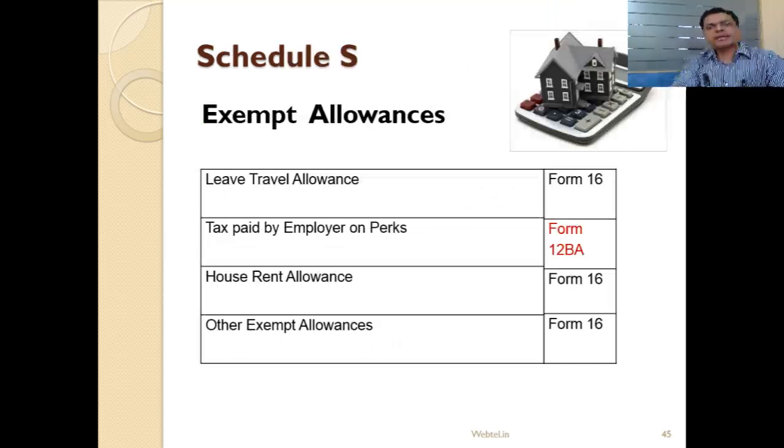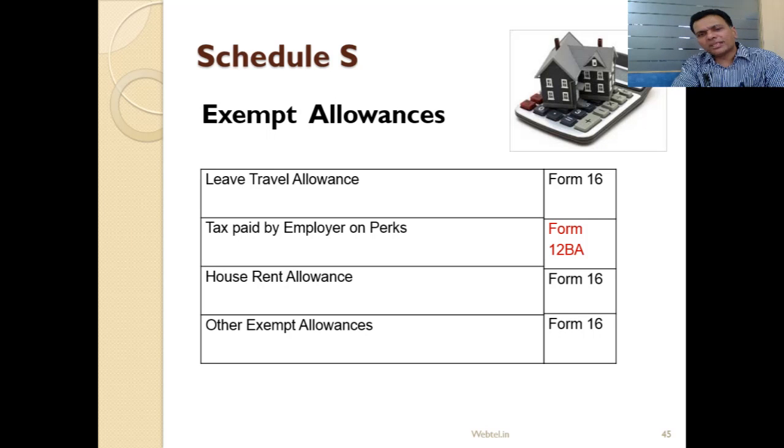Coming to Schedule S of salary, it is now more detailed. Earlier we just used to give the figure of exempt allowances, the total amount. Now the breakup has to be given in leave travel allowance, tax paid by employer on perks, house rent allowance, and the remaining allowances have to be clubbed together in other exempt allowances.